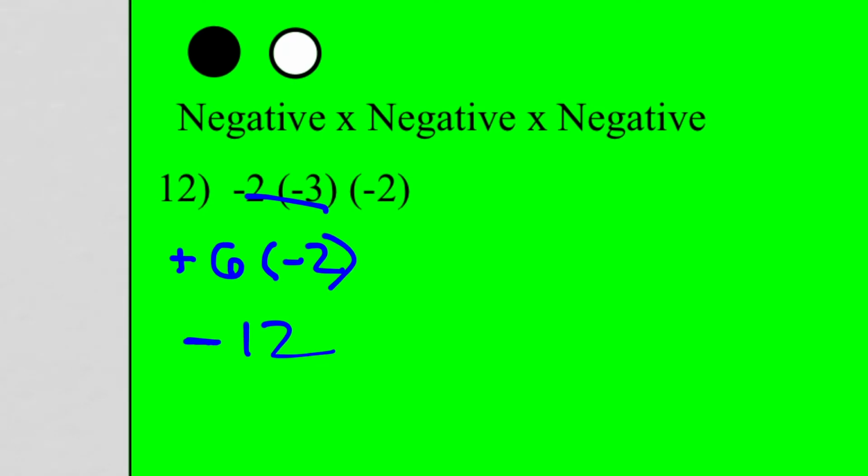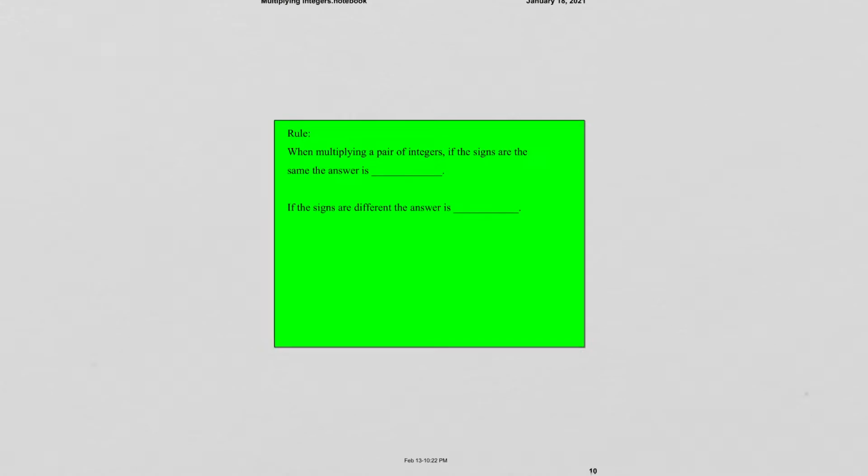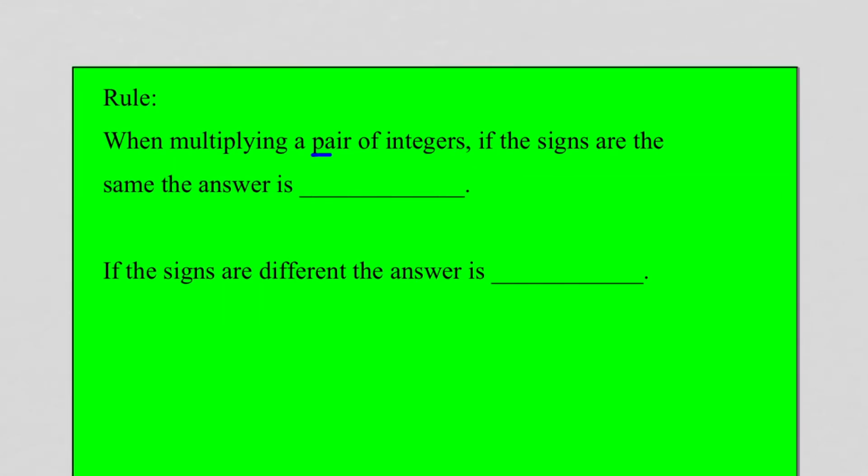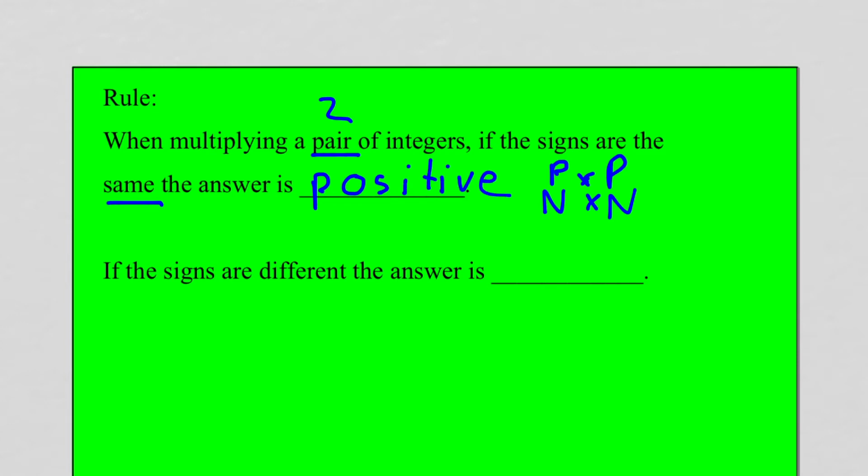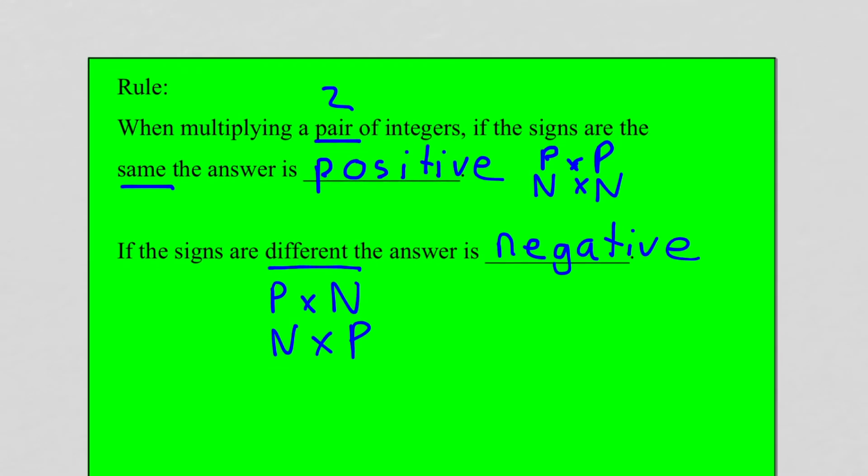Okay, so to summarize the rules for integers, I think we can summarize it like this. When multiplying a pair of integers, when I'm talking about a pair, I'm talking about two of them. If the signs are the same, meaning positive times positive, or negative times negative, the answer will always be positive. And if the signs are different, and when I'm talking about different, I'm talking about positive times negative and negative times positive, then the answer will always be negative. Okay? And then after that, it's just multiplying the numbers, right? So that's the main rule to remember for multiplying integers.